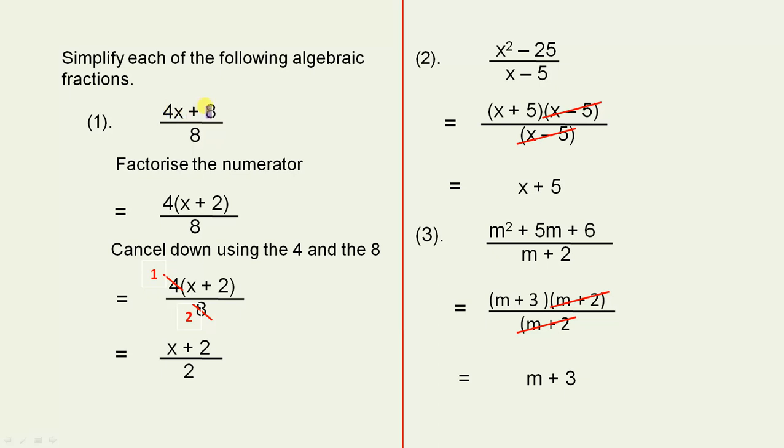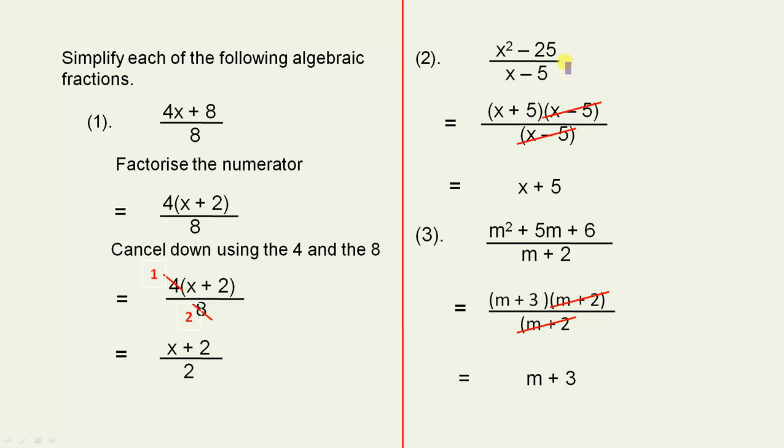Now if we take the numerator, the highest common factor here is 4, because 4 divides into 4 and 4 divides into 8. So we factorise the numerator, which gives us 4 outside of x plus 2. Now we cancel down using the 4 and the 8. 4 into 4 goes once, 4 into 8 goes twice. So we end up with x plus 2 over 2. And you can see how this algebraic fraction has been simplified to this one. It looks different, but it has exactly the same value.